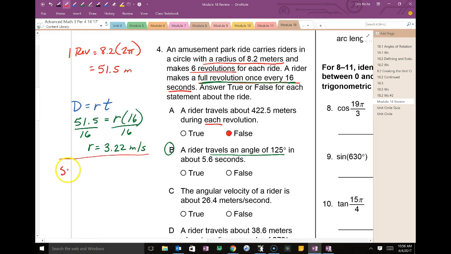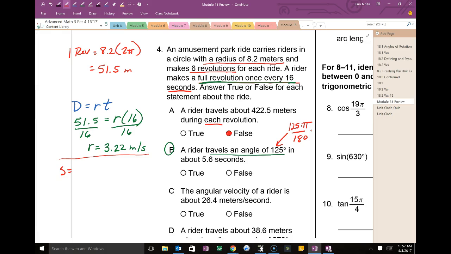Okay, so we're going to find the arc length of 125 degrees, right? I know that arc length is found by doing the radius times the radian measure, but 125 is not a radian measure, so how can I figure out what 125 is equal to in radians? Times pi over 180. So what's 125 over 180 reduced?